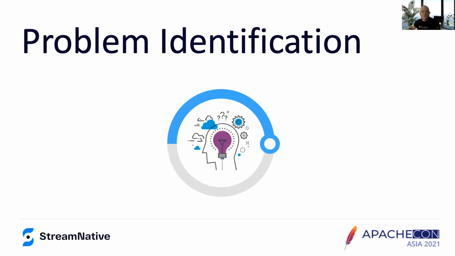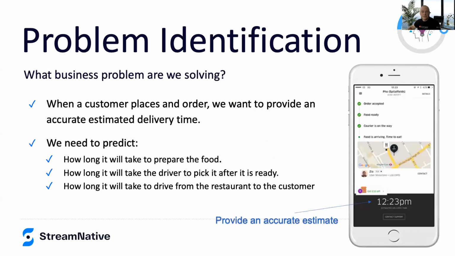So let's begin and walk through the process with problem identification. What is the business problem you're going to try to solve today? In our case, we're going to do the delivery time estimation model for a fictional food delivery service. So when a customer places an order, we want to provide them feedback on their phone of an estimate of when their food is going to be delivered. And we want to give them an accurate estimate, right? Just so a good customer feedback experience.